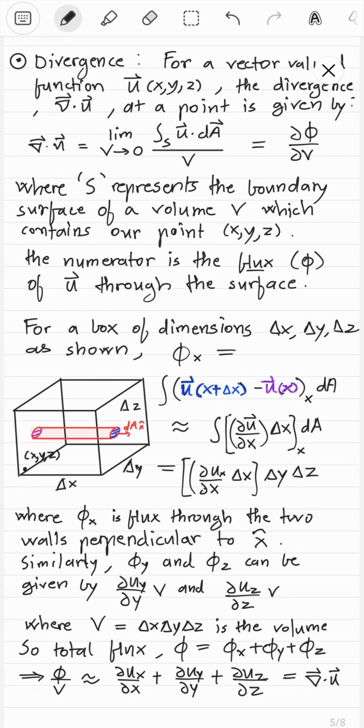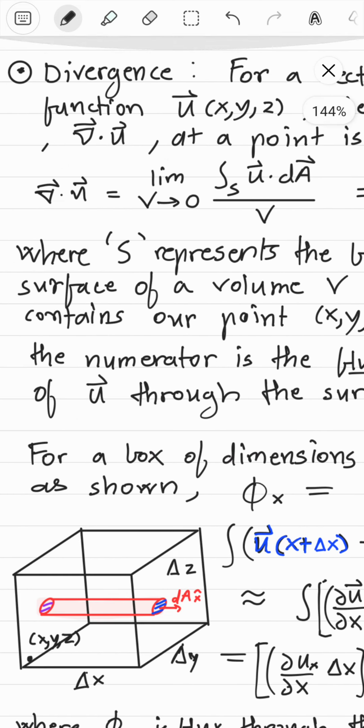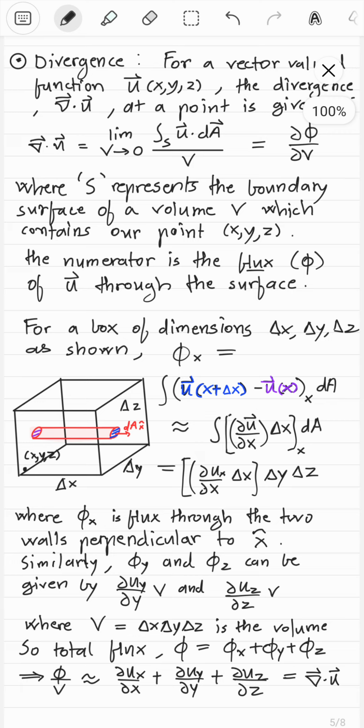Next we go to divergence. So for a vector valued function u vector of x, y, z, the divergence del dot u at a point is given by this limit. So it's a very abstract definition. Usually the way they define it is just the formula, but I'm actually going to define it like that so that I can later on use this to prove some theorems, right?